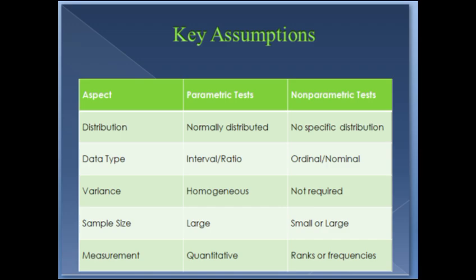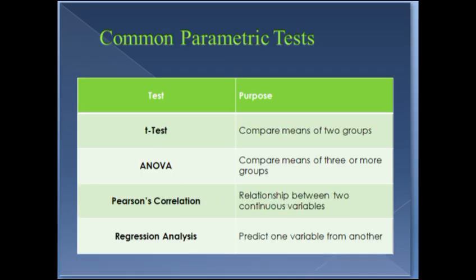In parametric tests we use quantitative measurement in the form of numbers, and in non-parametric tests we use rank or frequency measurement. Common parametric tests: parametric tests are often used for hypothesis testing involving means and correlation. They give more statistical power when assumptions are met. These are common parametric tests, shown in the table.